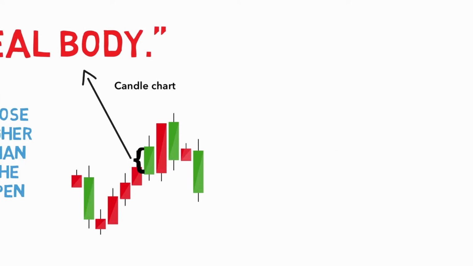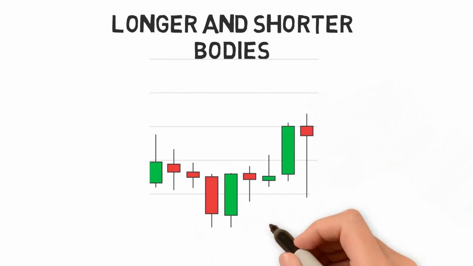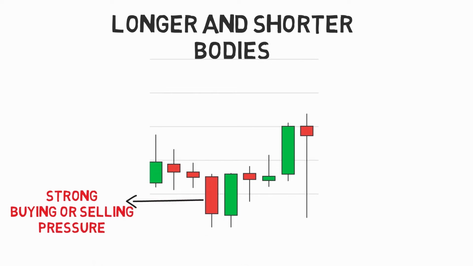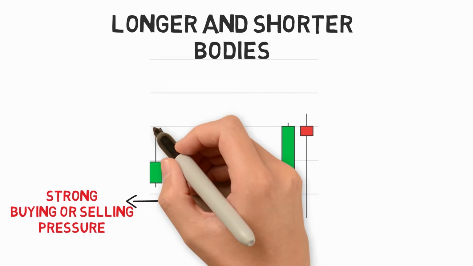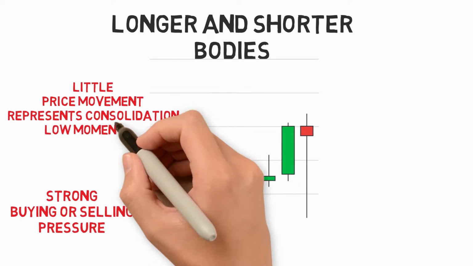Talking about candlestick basics, let's start with longer and shorter bodies. The longer the body is, the more intense the buying or selling pressure. In contrast, a shorter candlestick body indicates little price movement and represents consolidation and low momentum.